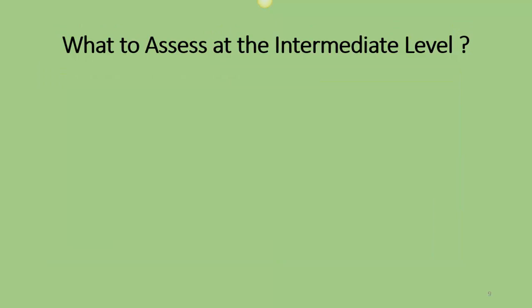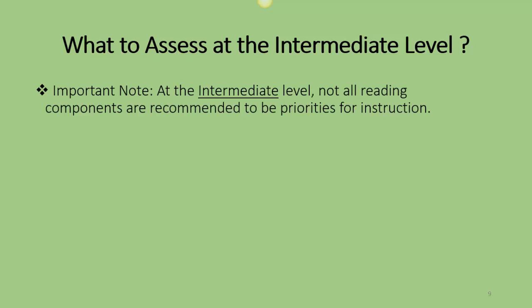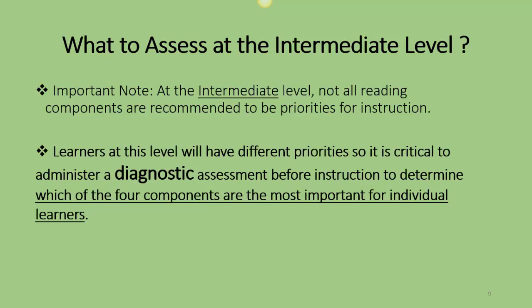What do we need to assess at the intermediate level again? And just to reiterate, all of these are explained in a lot of detail during the STAR Institute. So just remember, at the intermediate level, not all components of reading are recommended to be a priority for instruction. Learners at this level have different priorities, so it's critical to administer a diagnostic assessment before instruction to determine which of the 4 components are the most important for individual learners.